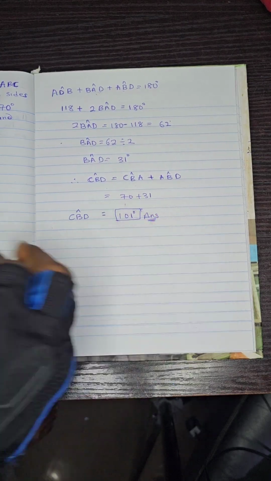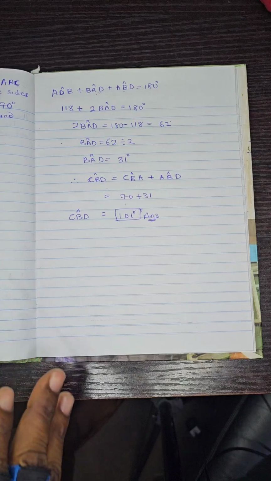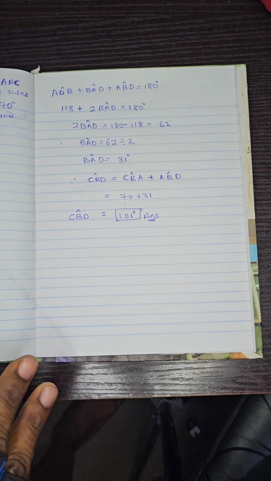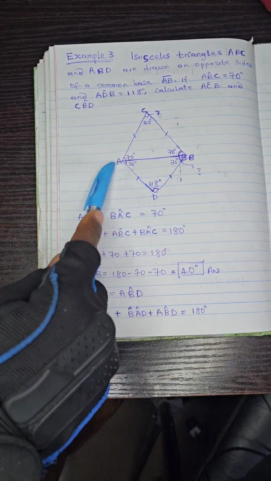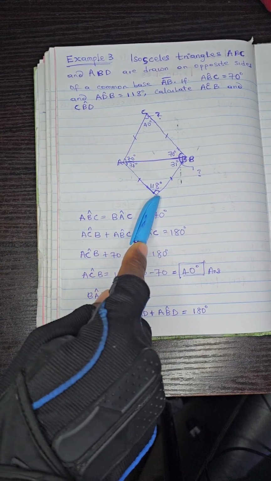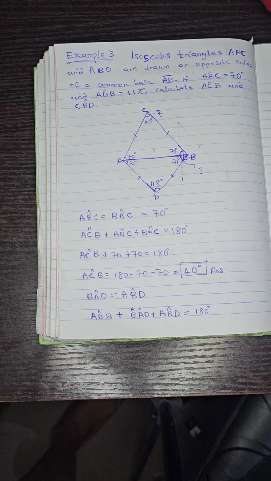See how simple it is. We are just taking time because I'm trying to explain it in a way we understand. It's a very simple thing. Just know that the two sides of an isosceles triangle are equal and they meet at the base, and the angle where they meet is the vertex angle. So let's solve some exercises.